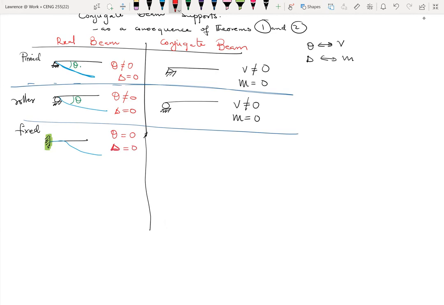So based on that, we need to draw a beam whereby the shear at that point is 0, and the moment at that point is 0. And we can only draw a beam whereby the end is free. So it means that if it's a fixed support in the real beam, it becomes a free end in the conjugate beam, or a point whereby there's no support. Okay.